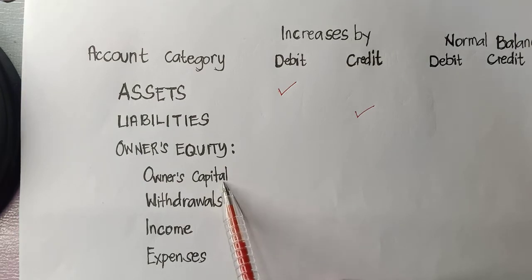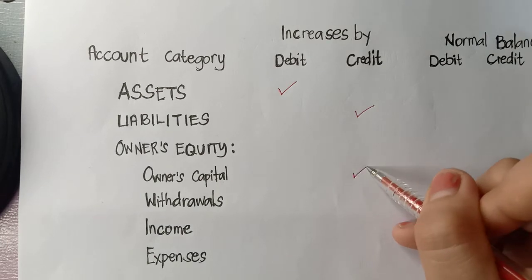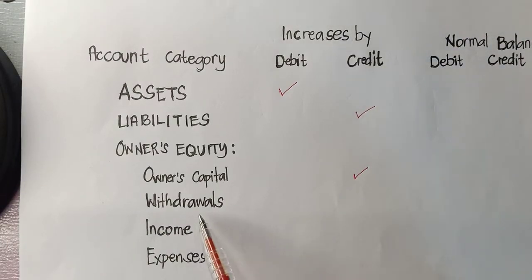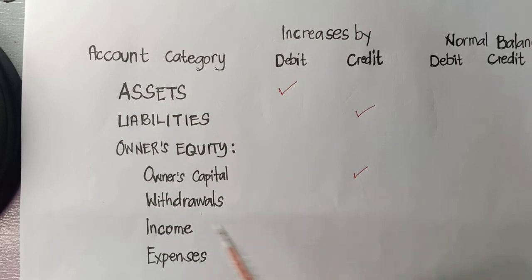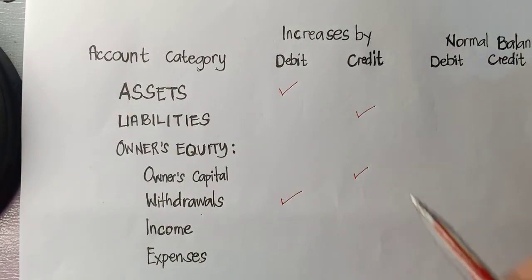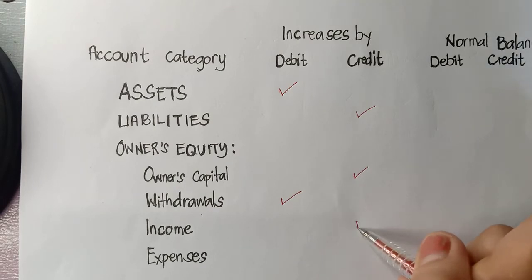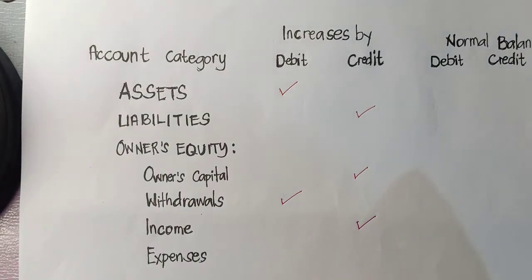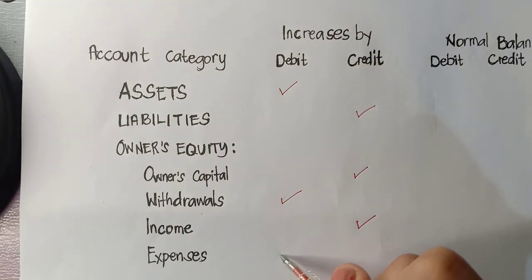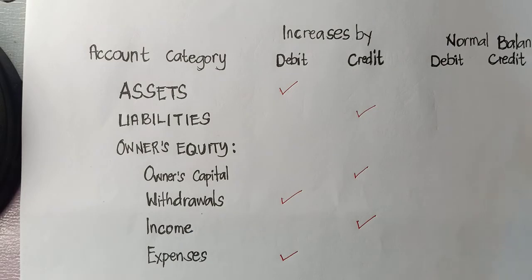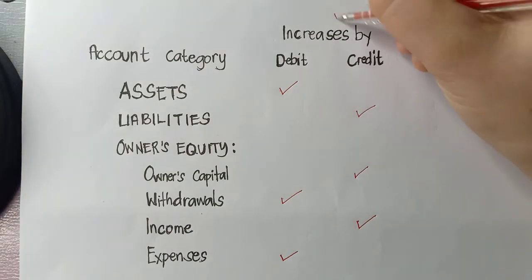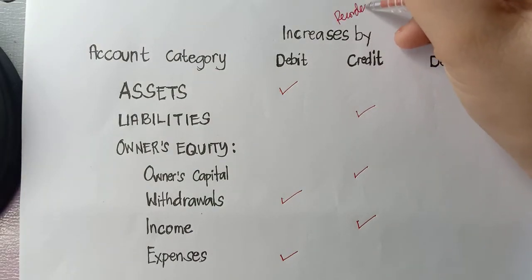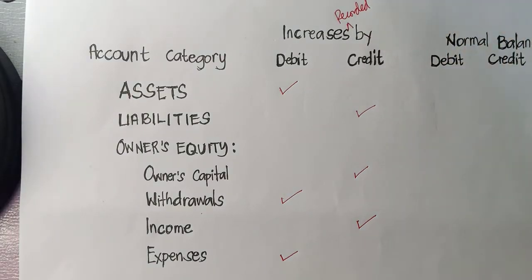When owner's capital increases, it is what? Credited. Take note of that. If the withdrawals increase, it should be debited. When the income increases, it should be what? Credited. When expenses increase, it should be what? Debited. These are the increases recorded by. Got it?